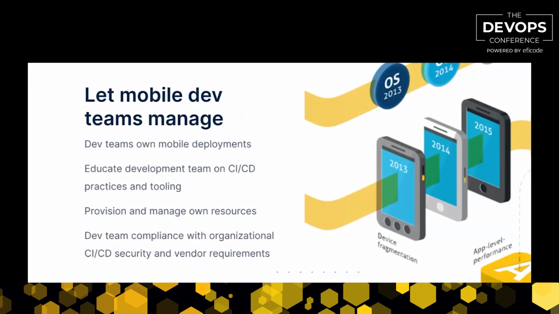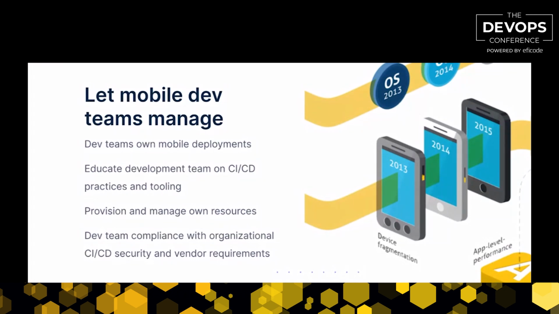Another option is to let mobile dev teams manage their own deployment processes. In this case, you have a bit more of a knowledge silo because each team will own their own processes. However, then you don't necessarily need to have the knowledge, expertise, or resources for every single type of platform or application. For example, your iOS team can manage them independently. Your Android team can manage them independently. They would provision and manage their own resources.